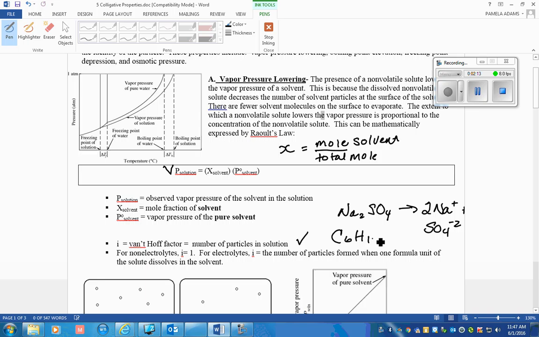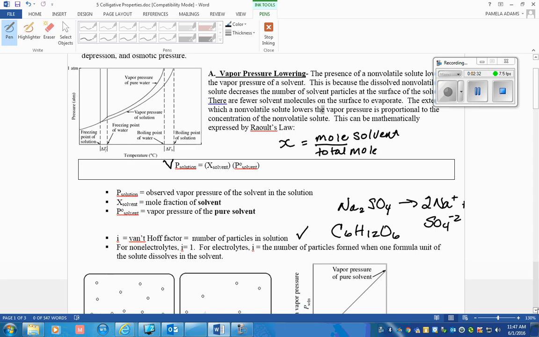Something that is a non-electrolyte, like a molecular compound like glucose, will just block in one piece, whereas a sodium sulfate will block in 3 pieces. The Van 't Hoff factor tells you the number of particles that are in solution.